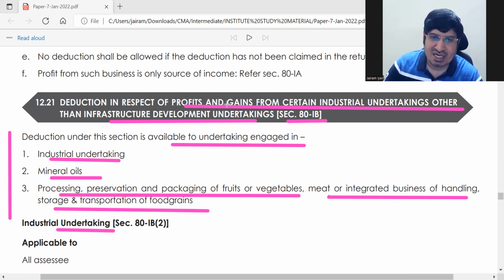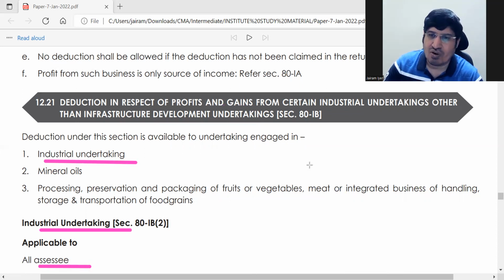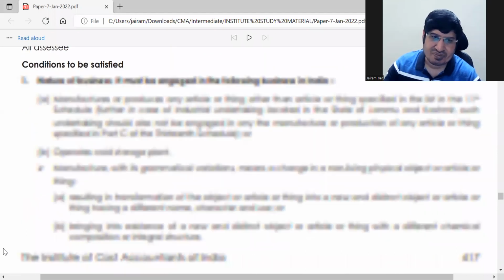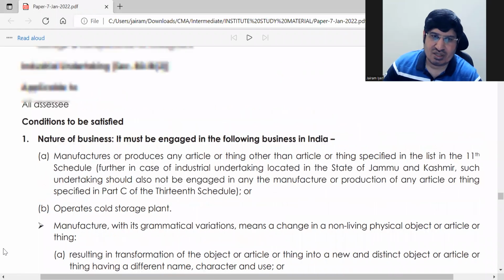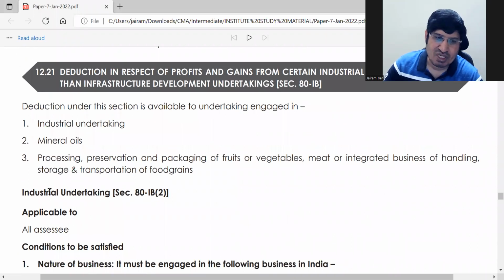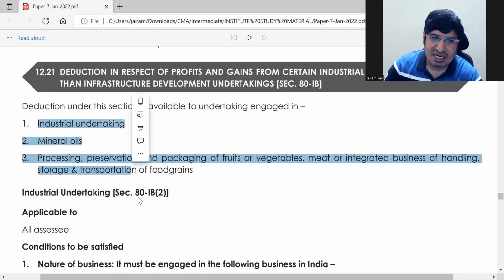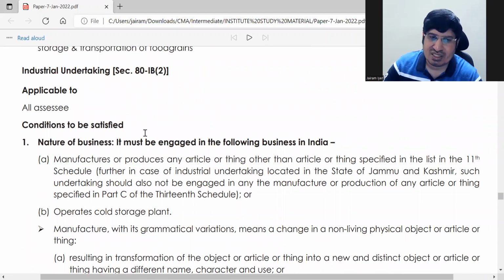And what is an industrial undertaking? We have said industrial undertaking here, so what is that? That is defined here. It's applicable to all kinds of SSC. Now we are covering the first one of these three things, which is industrial undertaking. Here it's applicable to all SSC.